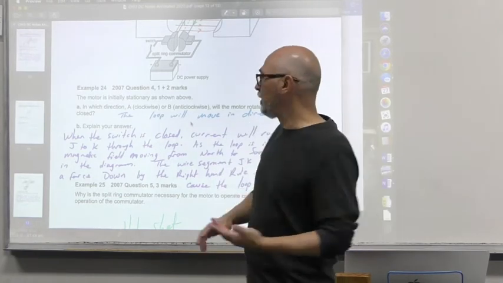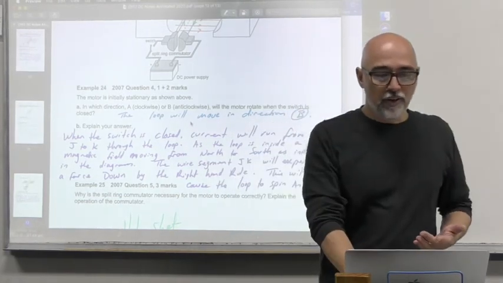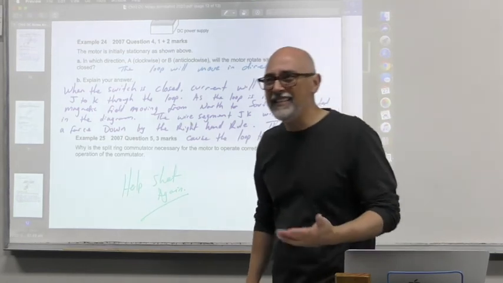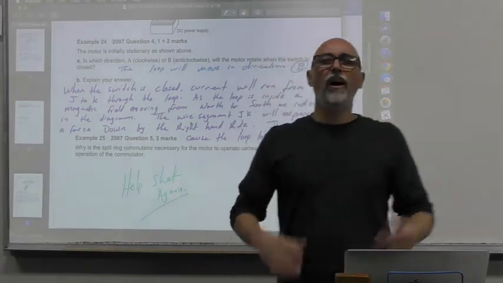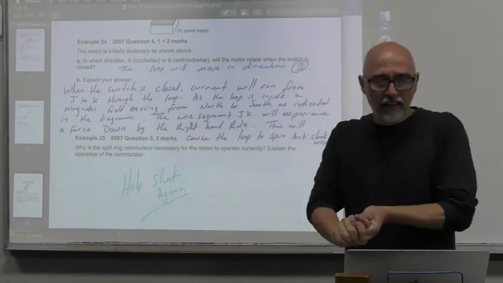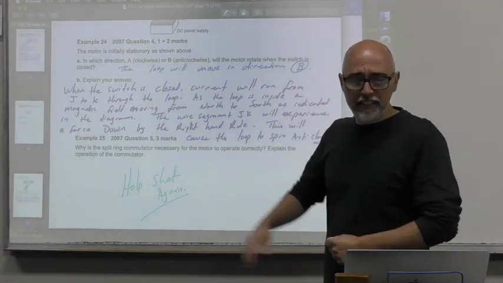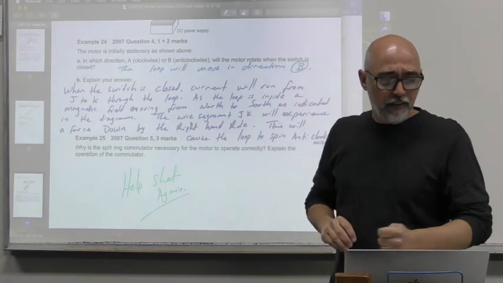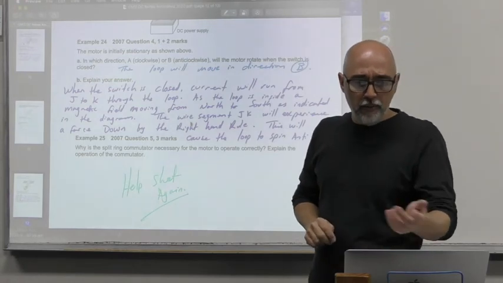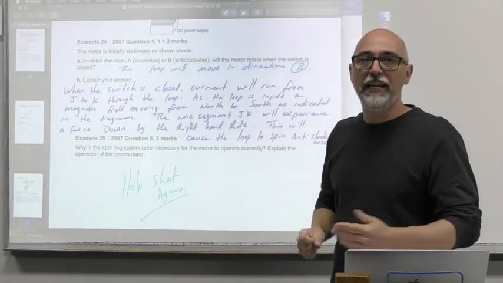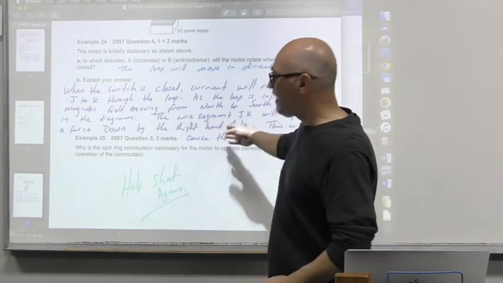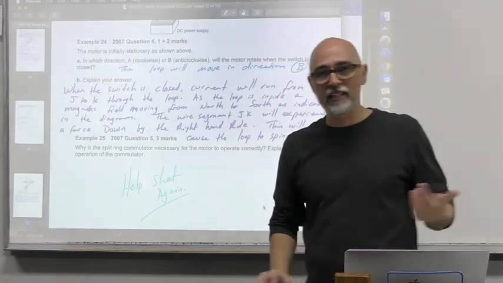So if you look at this particular question, don't expect that you're really asked to go into any significant detail about why these things happen. The motor is initially stationary as shown above. In which direction, clockwise or anti-clockwise, will the motor rotate when the switch is closed? Explain your answer. This is a standard explanation.